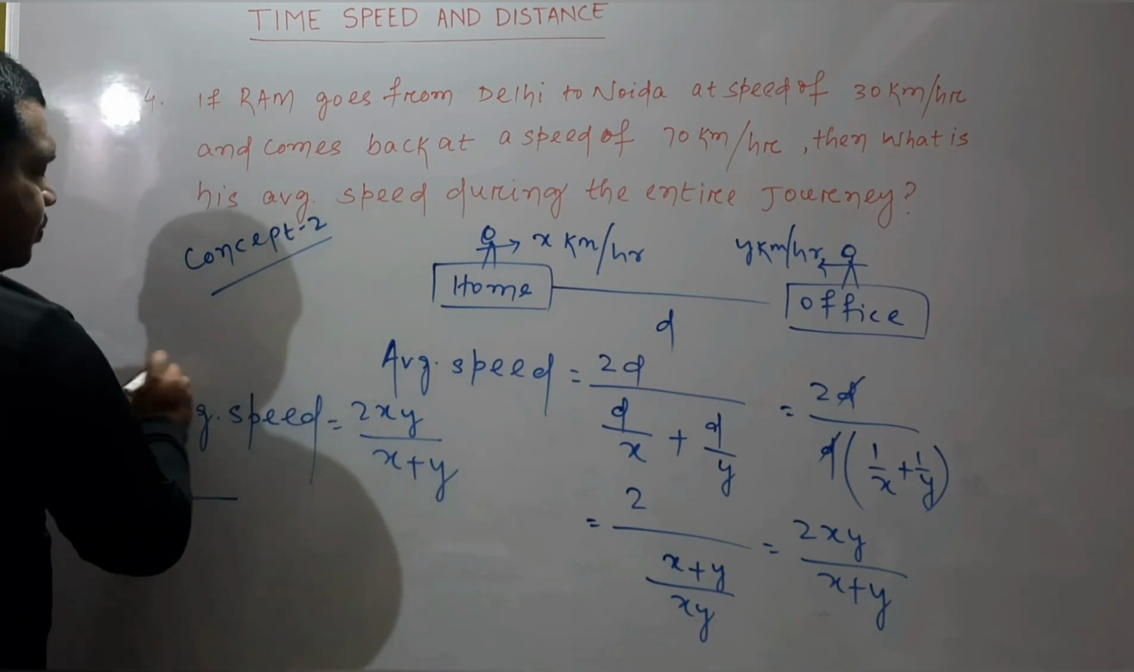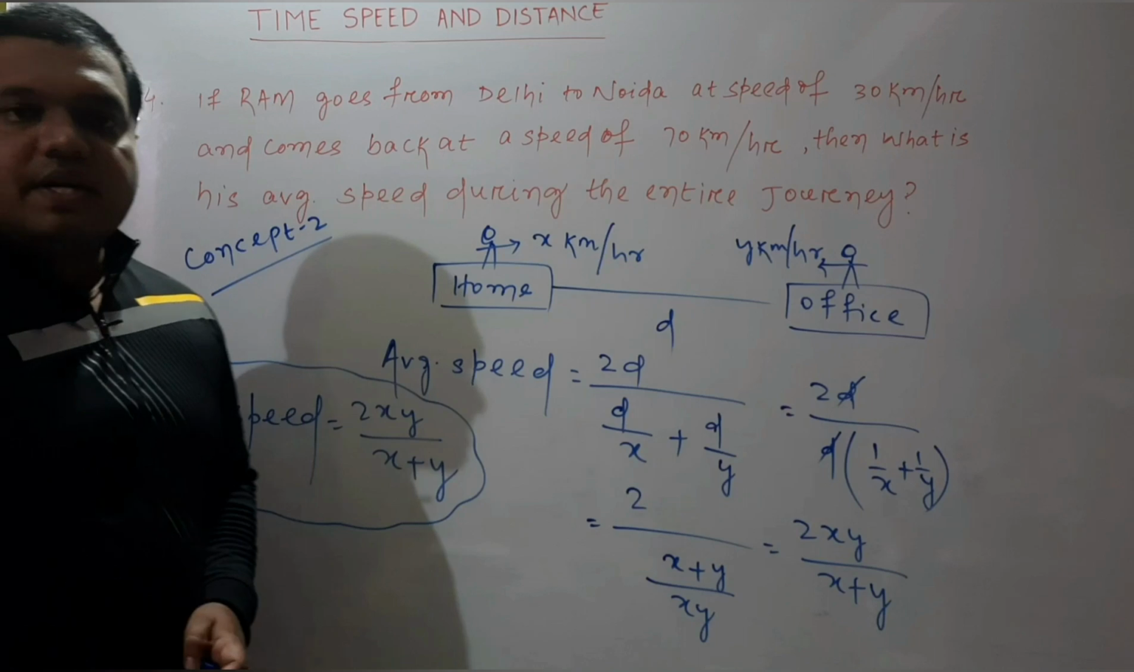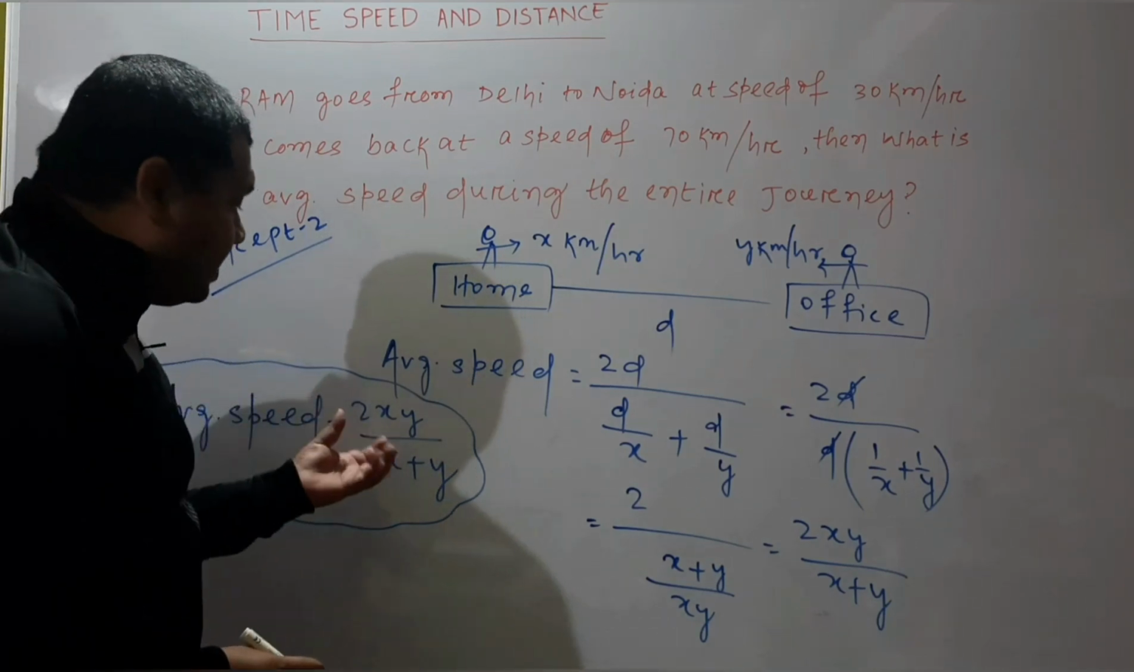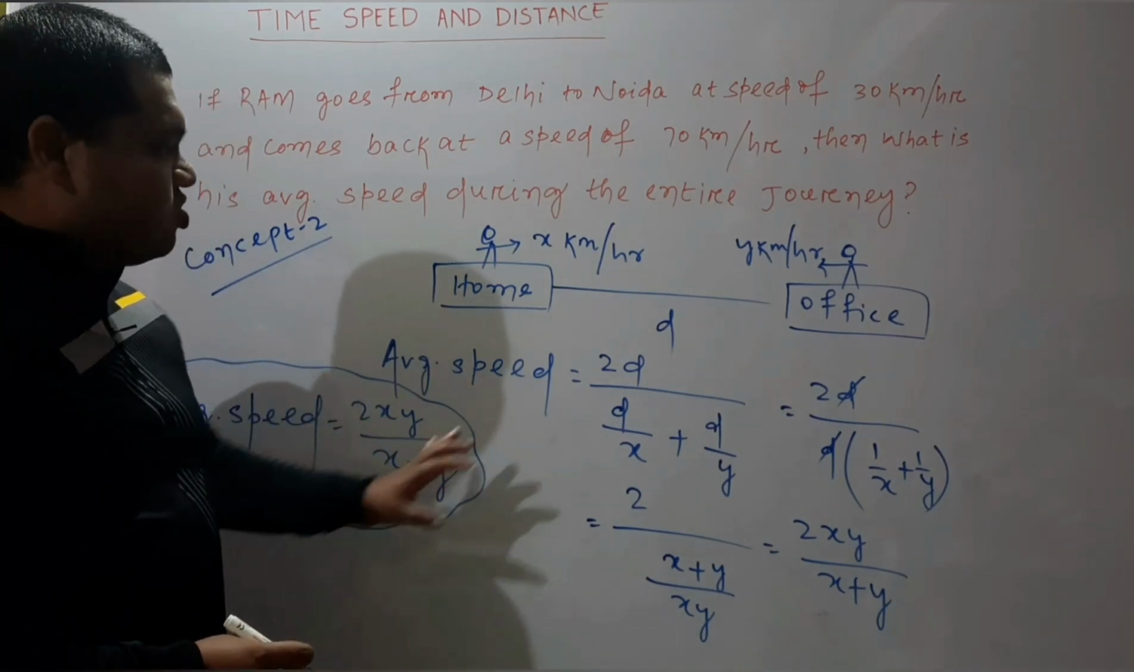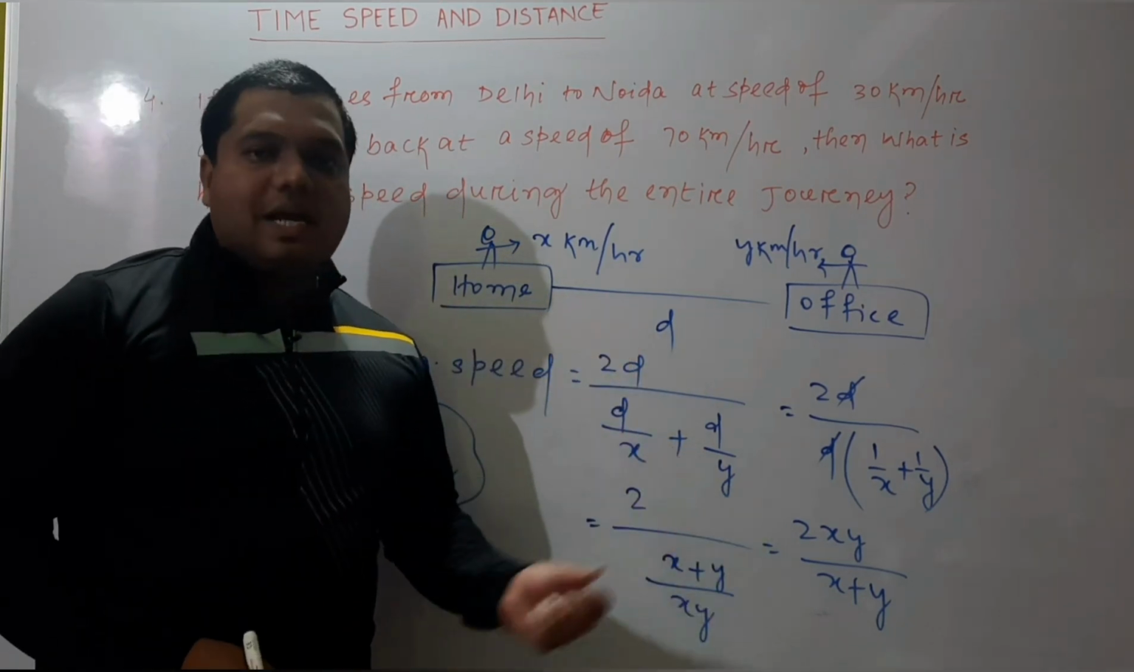In most books, they mention this formula: average speed is 2xy divided by x plus y. But how it is derived, that is very important. It is derived from this basic concept, that is total distance divided by total time taken.